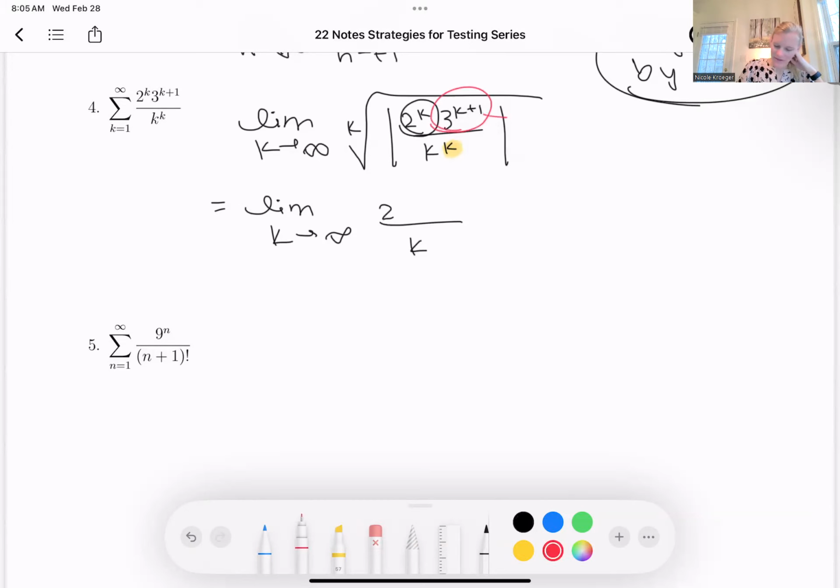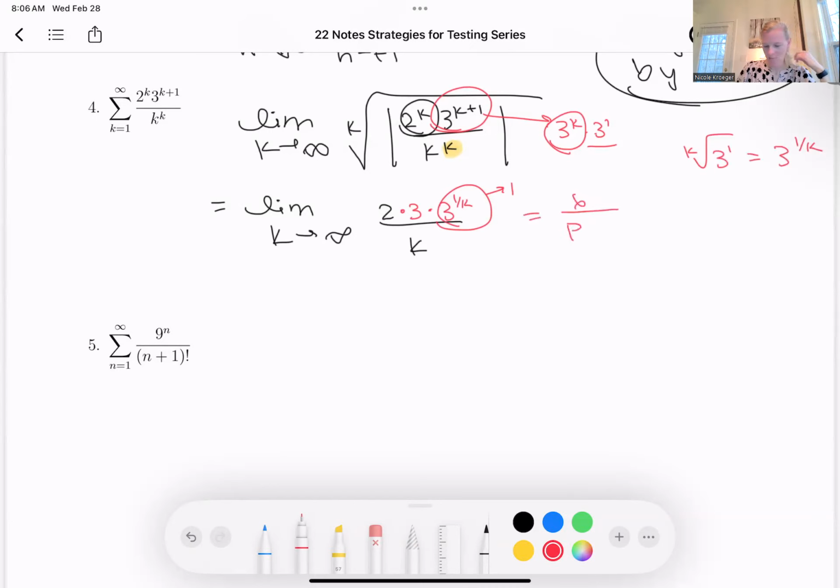I like to think of 3 to the k plus 1 as 3 to the k times 3 to the first. So the 3 to the k will just become a 3. 3 to the first will become 3 to the 1 over k, since the kth root of 3 to the first, that's just 1 over k. That's how we rewrite kth roots. Okay, so as k approaches infinity, 1 over k will go to 0. So 3 to the 0 will go to 1. So my numerator is just going to be 6.